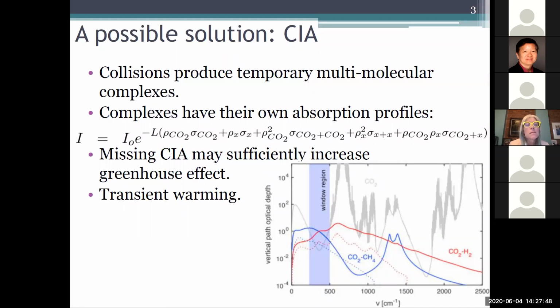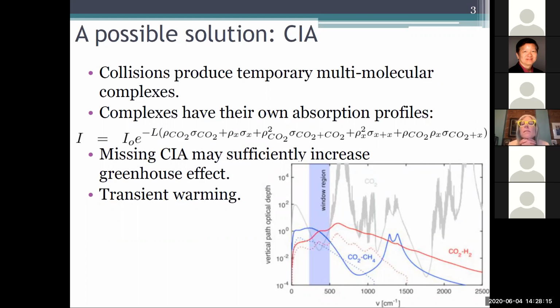And so a paper came out that suggested that maybe this was the missing key. That's what's shown in this figure in the corner. This is from Wordsworth et al., 2015. What they were showing is that if you include CIA from CO2 with hydrogen and CO2 with methane, you have some weak but significant absorption in a little atmospheric window on the Mars spectrum.